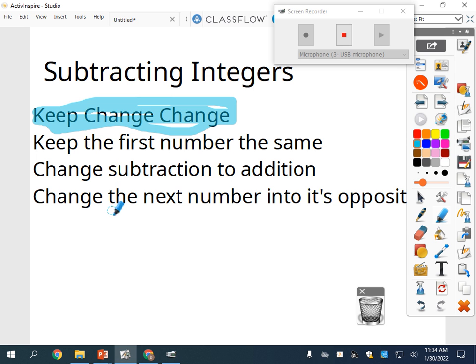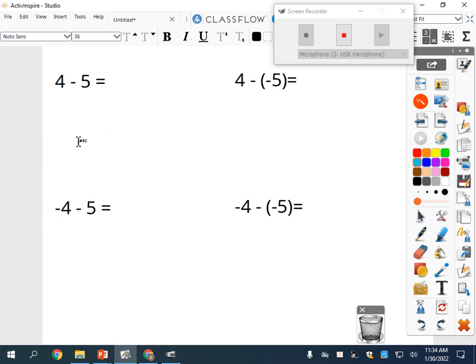Keep, change. You're going to keep the first number the same, so don't touch the first number. But then you're going to change the subtraction into an addition sign. And right after that, you're going to change the very next number into the opposite. So you're going to keep, change. Let's take a look at some examples.